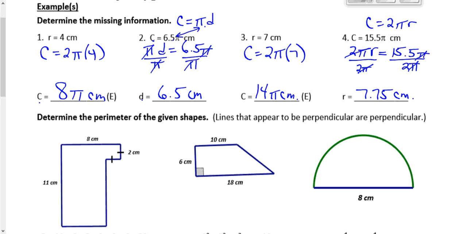Hang of that? All right. Let's switch gears a little bit. Take a look at perimeters and then some circumference here. So this is kind of an odd shape here.